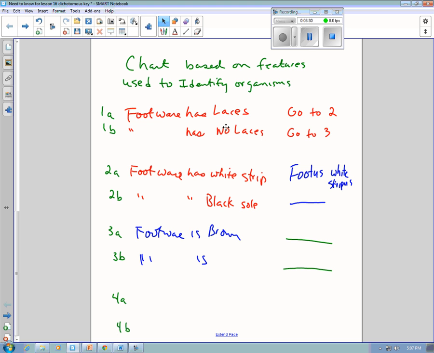And then from there, we did an activity where we took 12 little organisms and we made dichotomous keys for those. And if you've missed today, you should come in and check to see what that's all about.